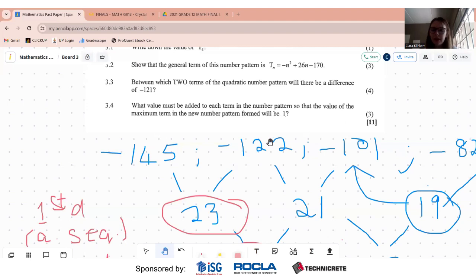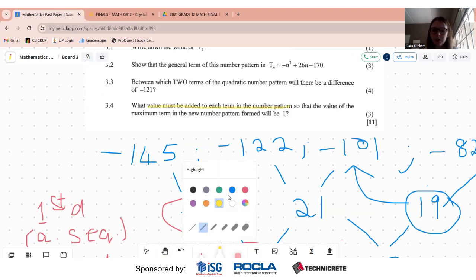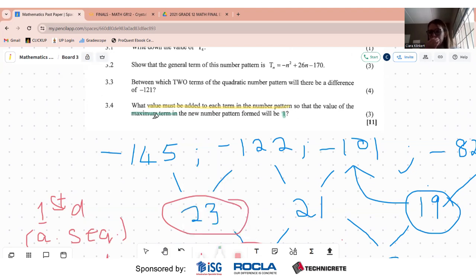This is quite a complex question. It has a few parts. So what value must be added to each term in the number pattern? That's the first part. And the second part is that this maximum term will be 1. Okay, so I must add some value to each term in the number pattern.